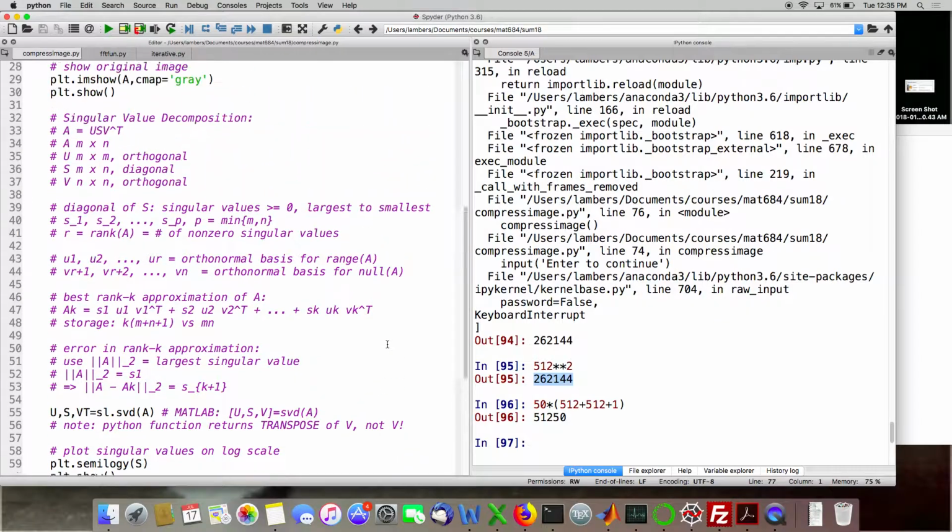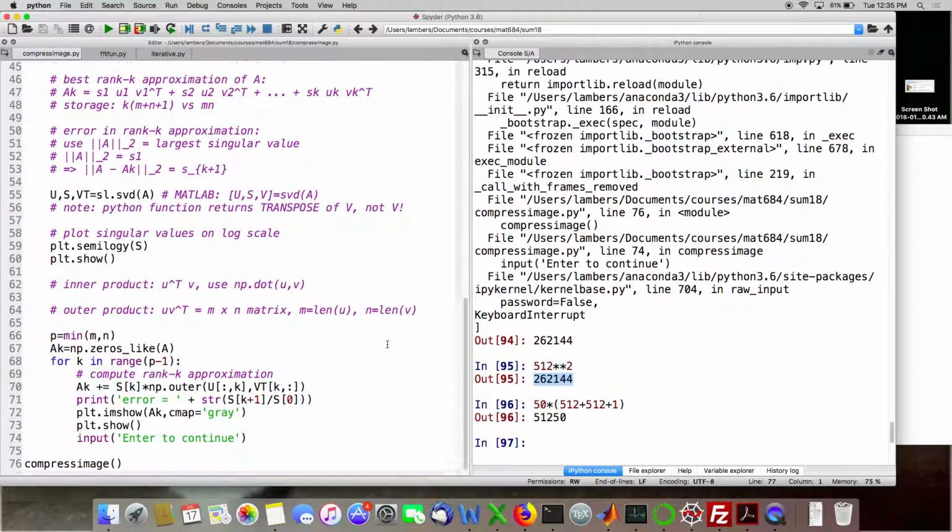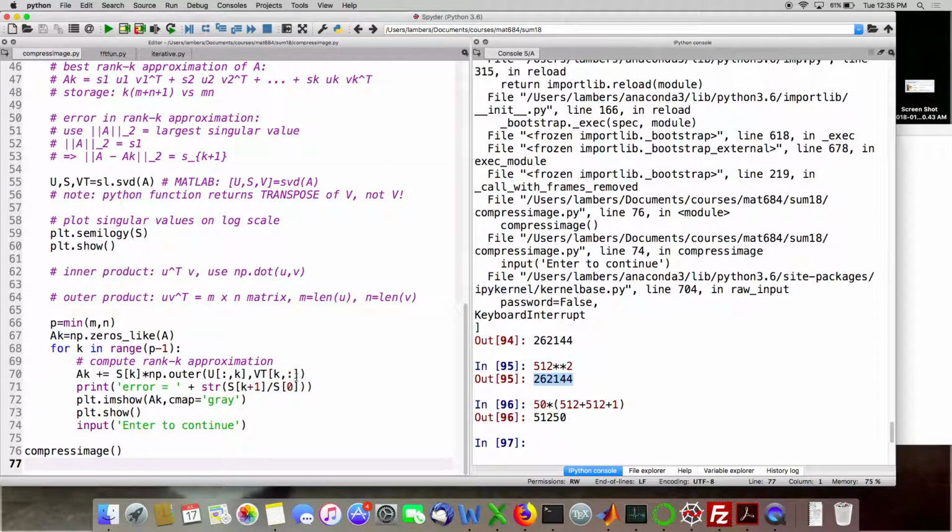All right, so I'll go ahead and post this code. So now we see how to do outer products as well as inner products. Okay, so that's one thing I wanted to show today.